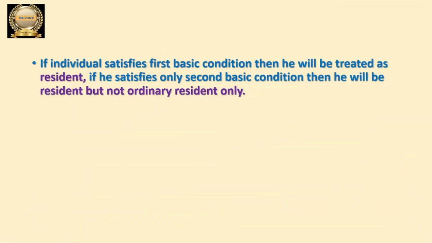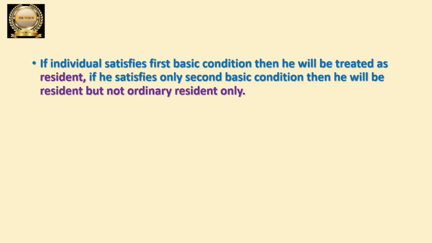Suppose that person is satisfying the first basic condition out of these two. When we apply these two conditions, if his total income is exceeding 15 lakhs and he is coming under the third category, then we will apply these two. If his total income is not exceeding 15 lakhs, then we will apply only one condition, whether he is staying during the previous year for a period of 182 days or not. If his income is exceeding 15 lakhs, then we will apply these two conditions I just discussed with you. So we have to see how many conditions he is satisfying.